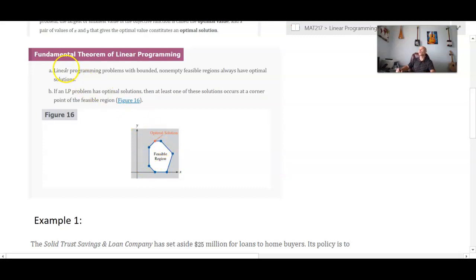And this fundamental theorem of linear programming says that if you have a bounded, non-empty feasible region, you will always have optimal solutions. So what do we mean by bounded? Well, naturally, we're already working with just the first quadrant. Those are the assumed constraints. So we assume that we're not looking for negative x or negative y values. And this is a bounded feasible region.